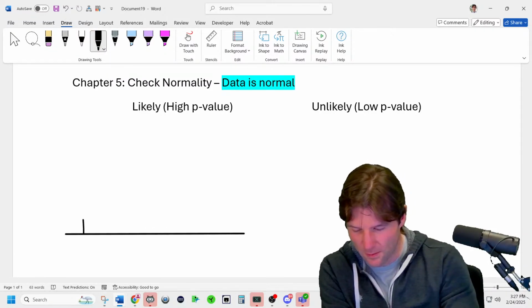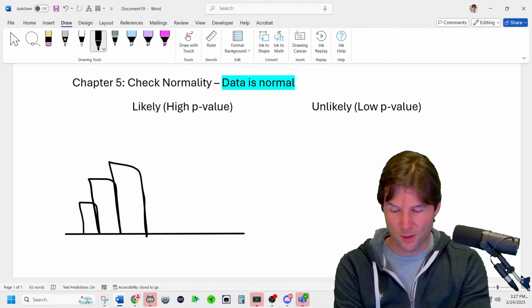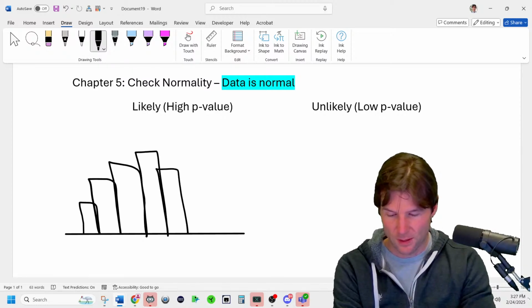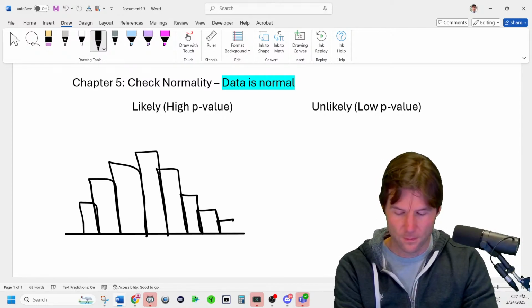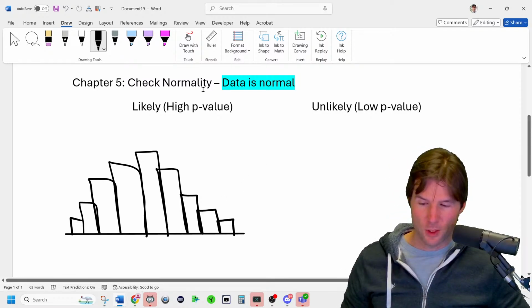Well, what's likely to see is the data, the shape of it. Good question right there, Ella. The shape of it. It'll probably look like this. How do we check normality?